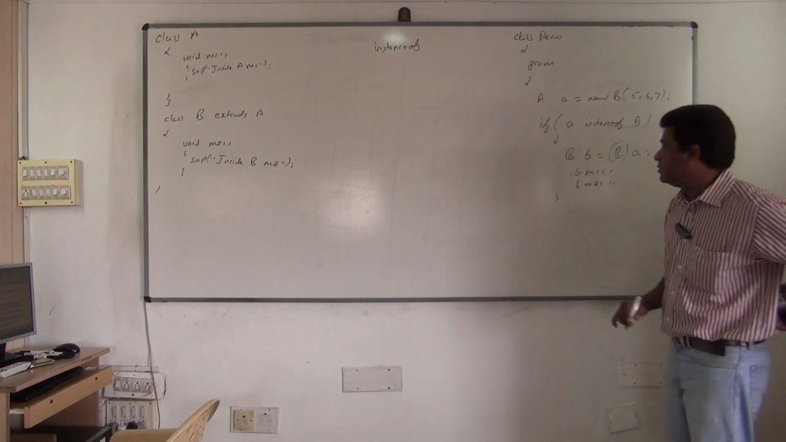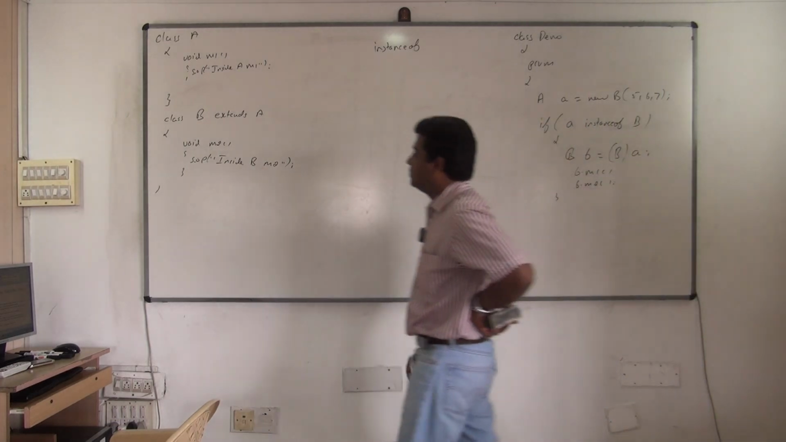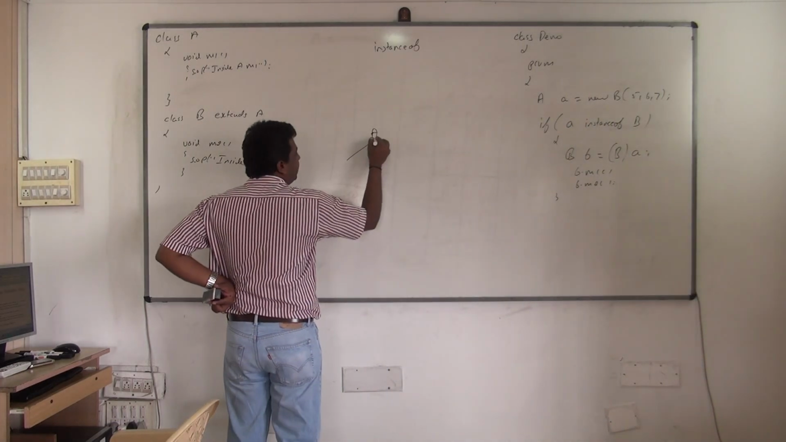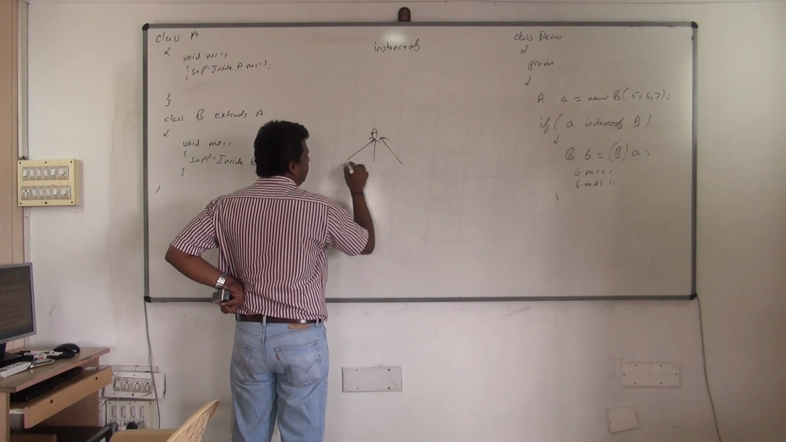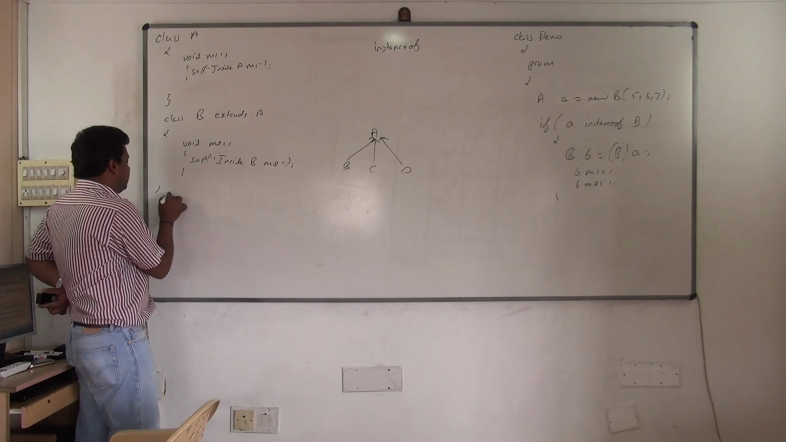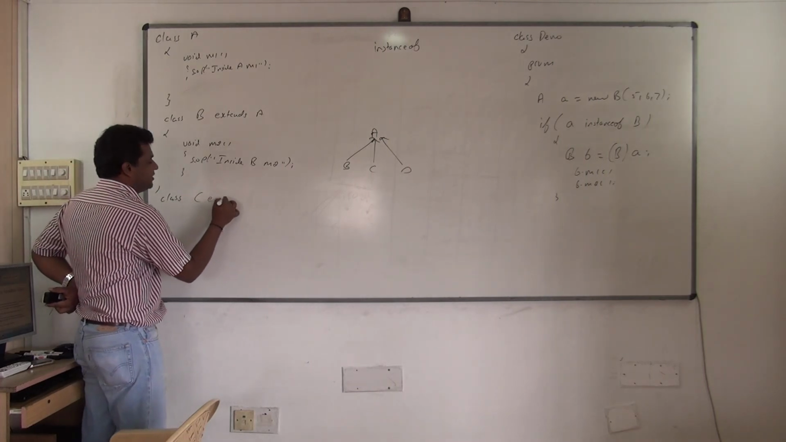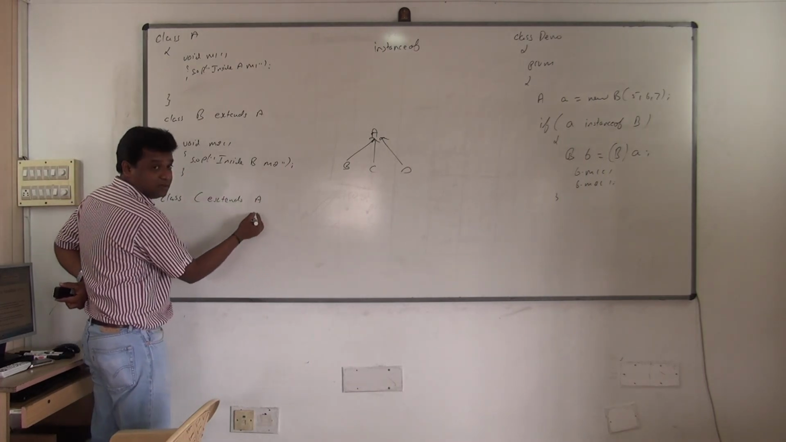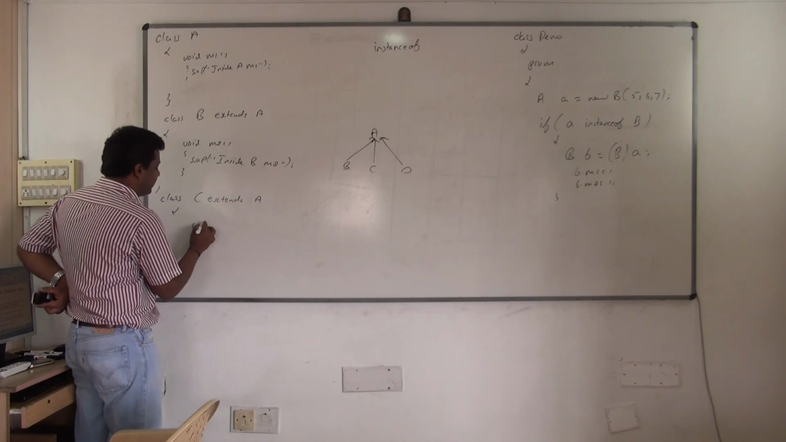M1. Understood? Fine. Now see, we are creating one hierarchical inheritance. Hierarchical. B, C, D. All are hierarchical now. Be careful with that. Class C extends which one? A. Be careful with this. Void M3.